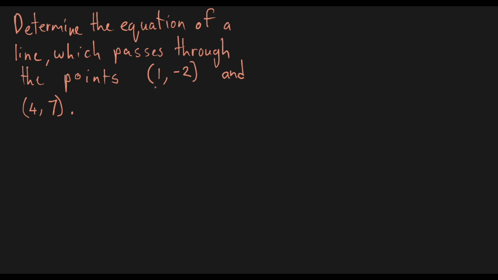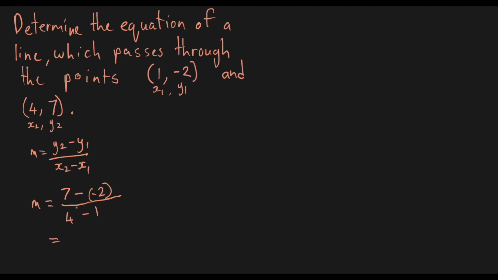First thing we need to do is calculate the gradient. So this here I could say is x1. This here is y1. This here is x2. This here is y2. So the gradient is equal to (y2 - y1) over (x2 - x1). So in this case, we could say (7 - (-2)) over (4 - 1), which is 7 take away -2 would give us 9 over 4 take away 1, which is 3. So m is equal to 3.